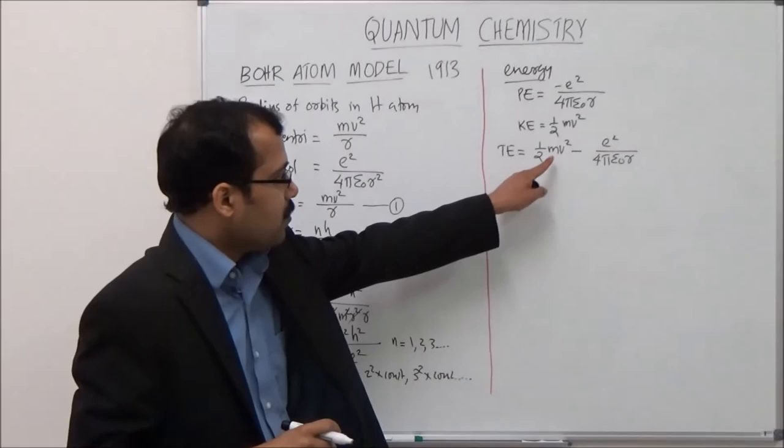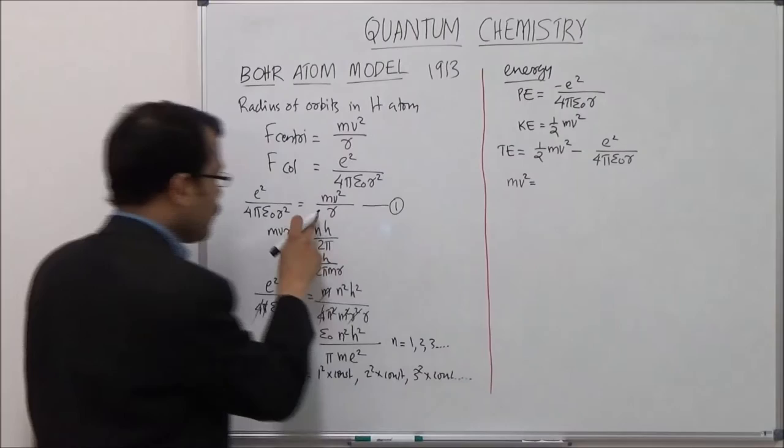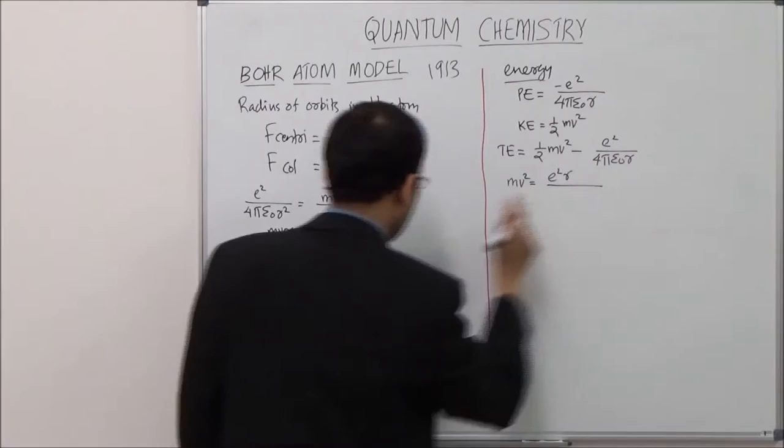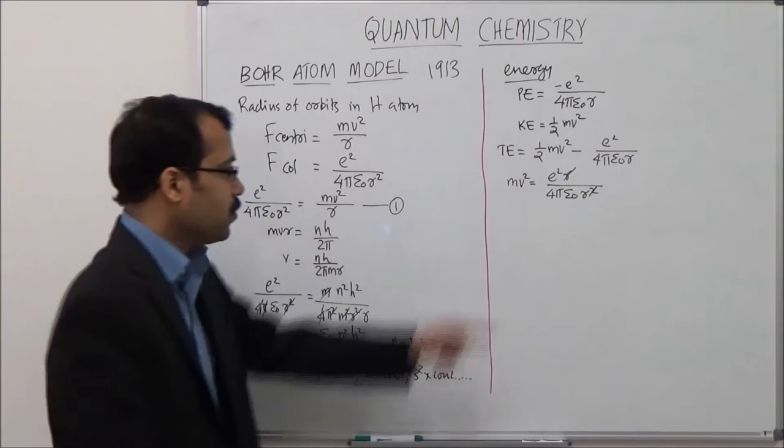But mv square, we can calculate from equation number 1. mv square is equal to e square r divided by 4 pi epsilon 0 r square. R cancels. So mv square is equal to e square by 4 pi epsilon 0 r.